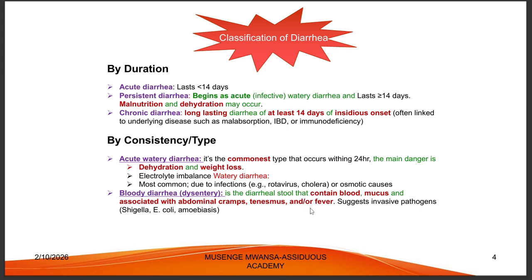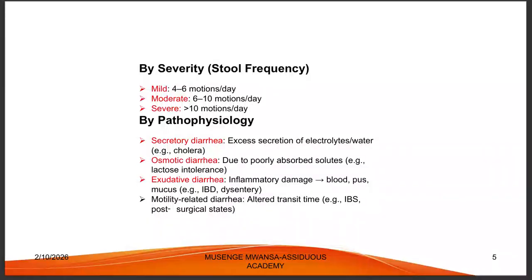Even fever can be there because there's actually an infection. All right, this is infectious diarrhea, and it suggests that you actually have a pathogen. Usually those that are invasive penetrate the GI mucosa, causing ulcers that can bleed. For example, Shigella, E. coli, and Entamoeba histolytica.